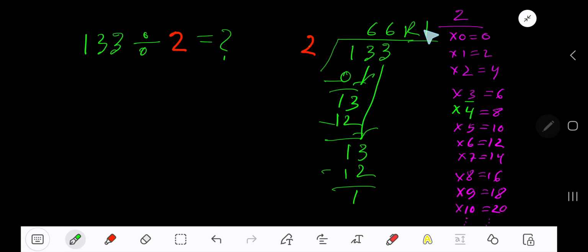If you want to write your answer in decimal form, then take a decimal, add a number of zeros, and bring down the first zero. Before the zero there is a decimal. The decimal must come into the quotient directly.